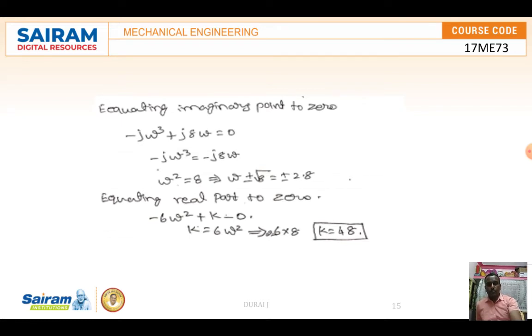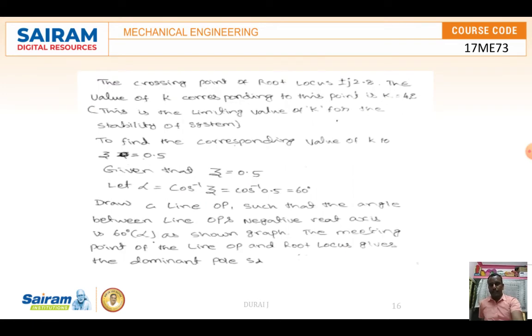That will be equal to 0. So we get omega square equal to 8, so omega is plus or minus 2.8. Equating the real part to 0, as I already told you, minus 6 omega square plus k is equal to 0. So k is equal to 6 omega square. If you substitute the omega value here, we get k is equal to 48, okay. Then the crossing point of the root locus is plus or minus j 2.8, and the value of k corresponding to this point is 48.